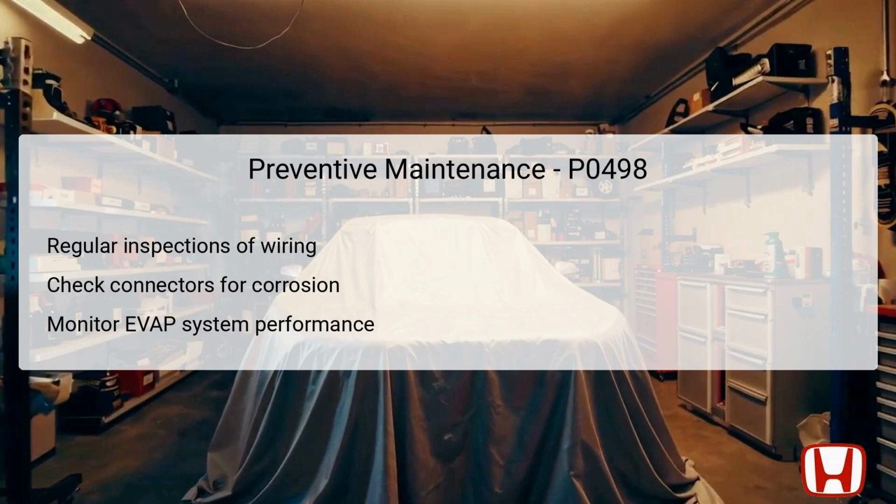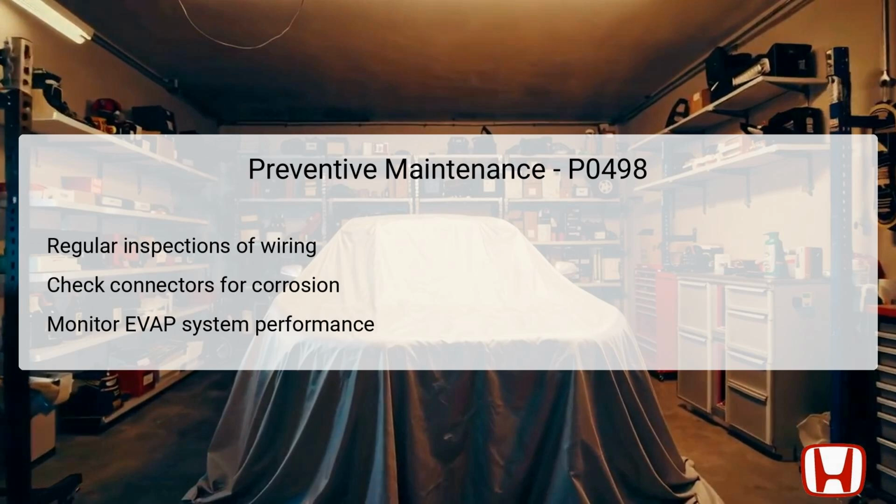To prevent the recurrence of DTC P0498 and ensure the longevity of the EVAP system, regular maintenance is critical. Regularly inspect the wiring connected to the EVAP canister vent shut valve and its related components for any signs of wear, damage, or disconnection. It's also advisable to check connectors for corrosion, as moisture can lead to poor electrical connections and faults in the system's operation.